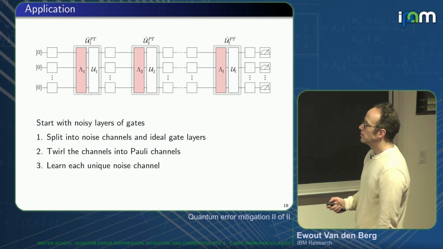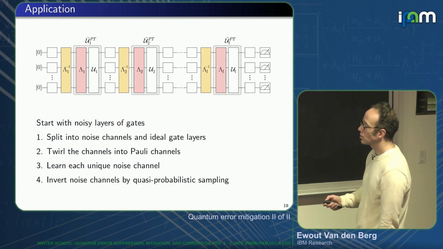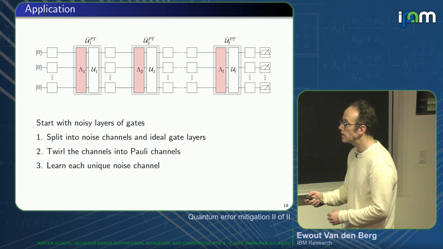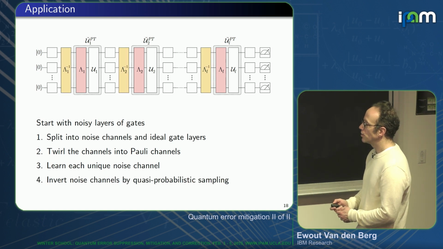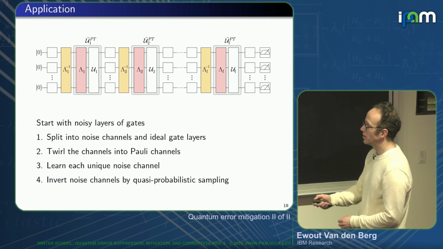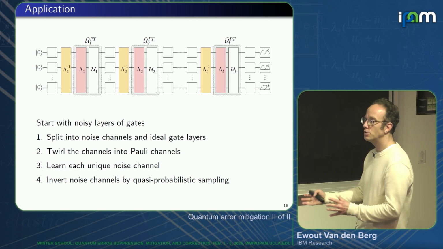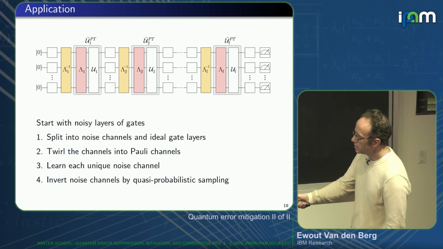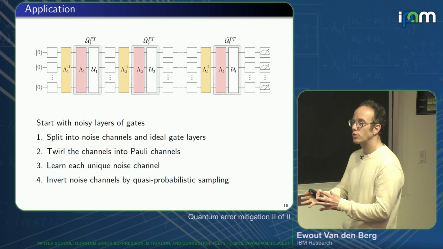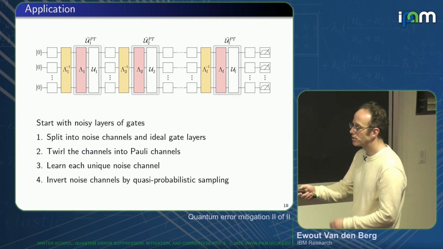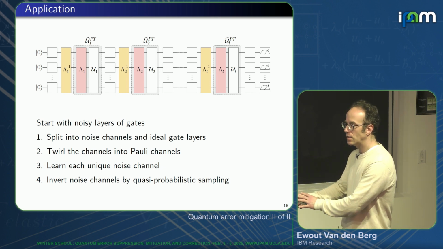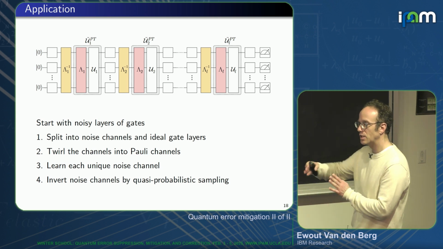Then we learn each of the noise independently, or we learn the noise for each unique set of gates, and just invert the noise channel by quasi-probabilistic sampling. So again, you would sample a Pauli to do the inversion, and you insert them into those single qubit Paulis again. So the structure will really be single qubit Paulis, layer, single qubit operators, not Paulis, and then you just alternate.